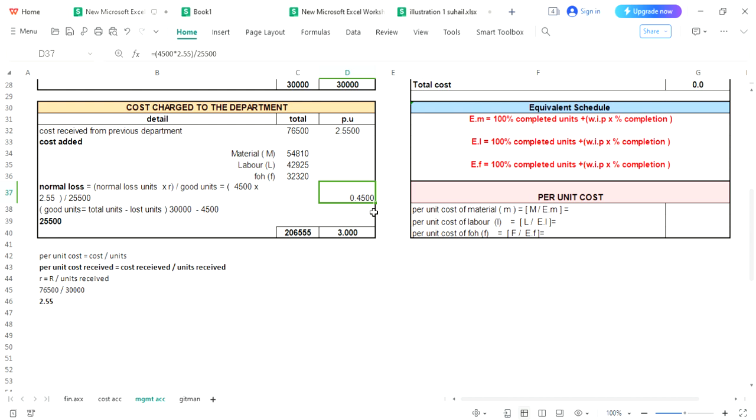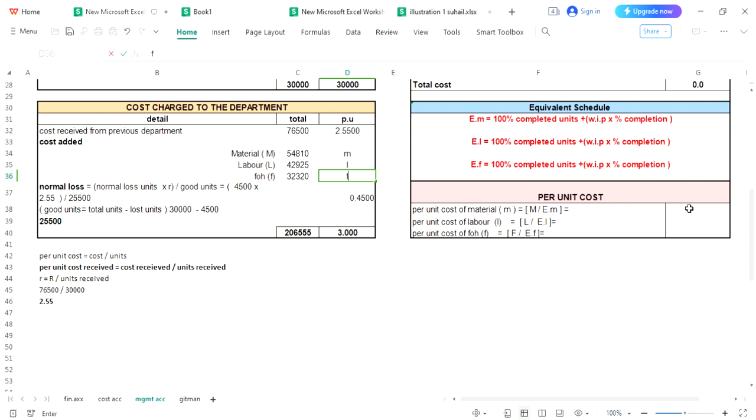You have calculated your normal loss. Now you will say we don't have small m over here, we don't have small l over here, we don't have small f over here, and it is needed to calculate. Small MLF means per unit cost of material, per unit cost of labor, per unit cost of FH, and here you can see per unit cost of material, labor, FH.